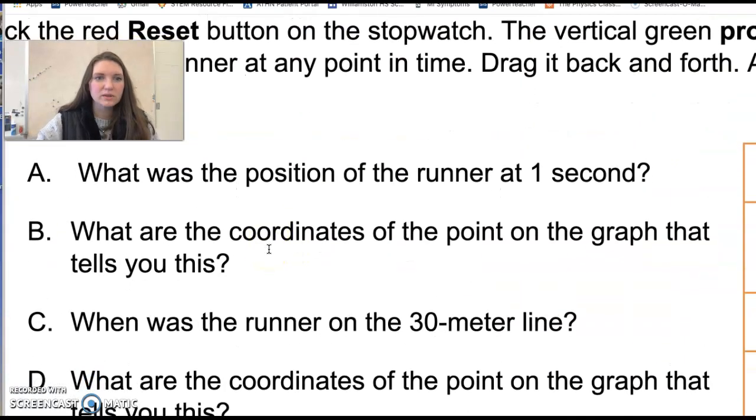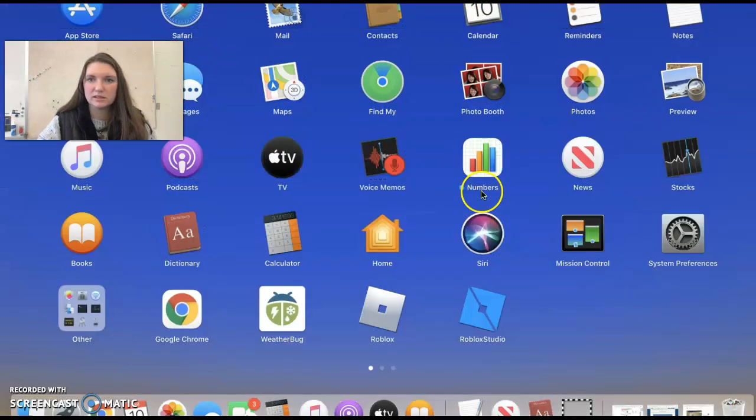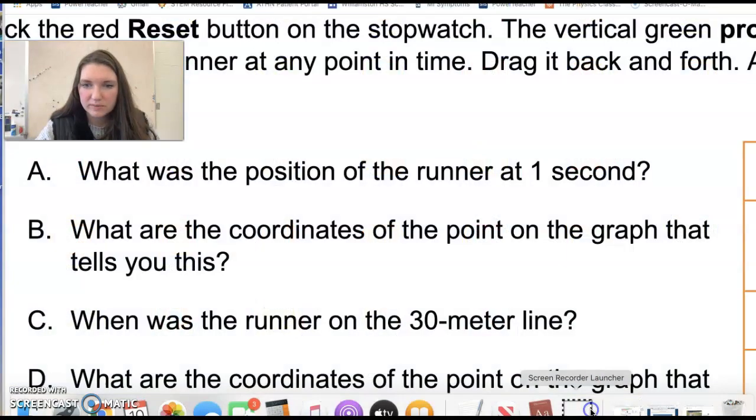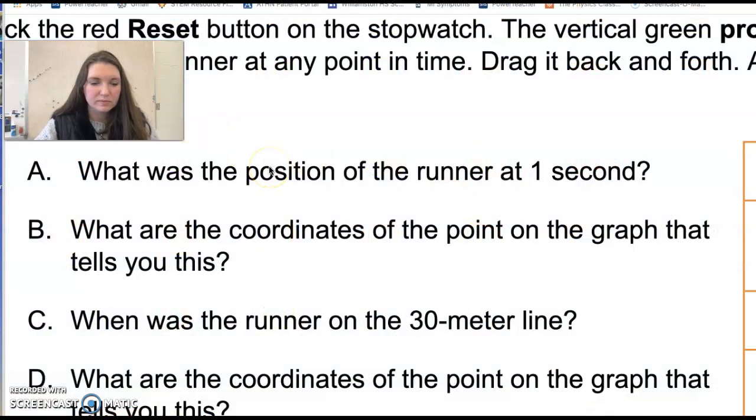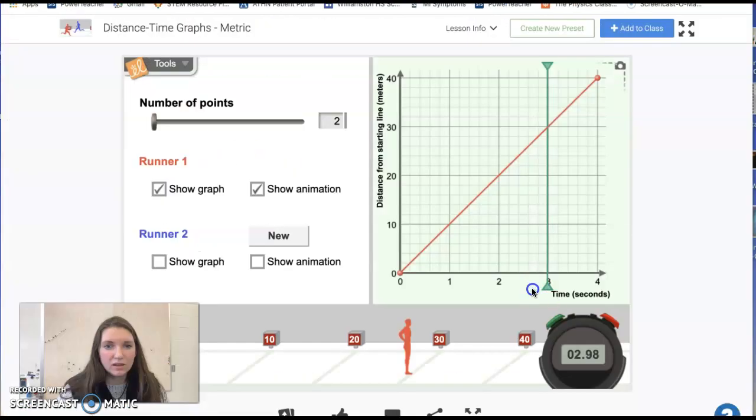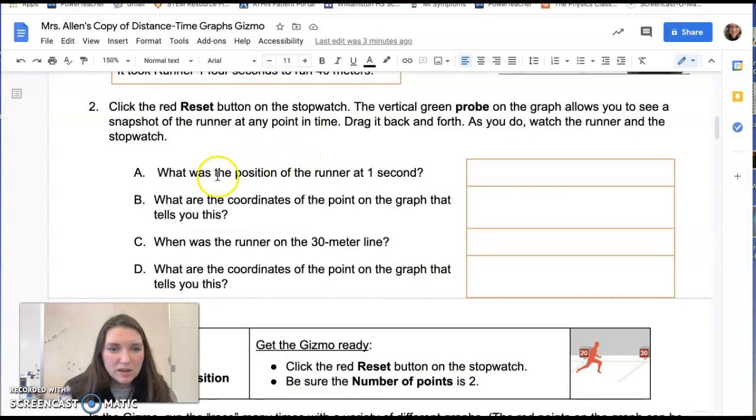Click the red Reset button. What's going on? Hold on a second. Okay, so the next question.